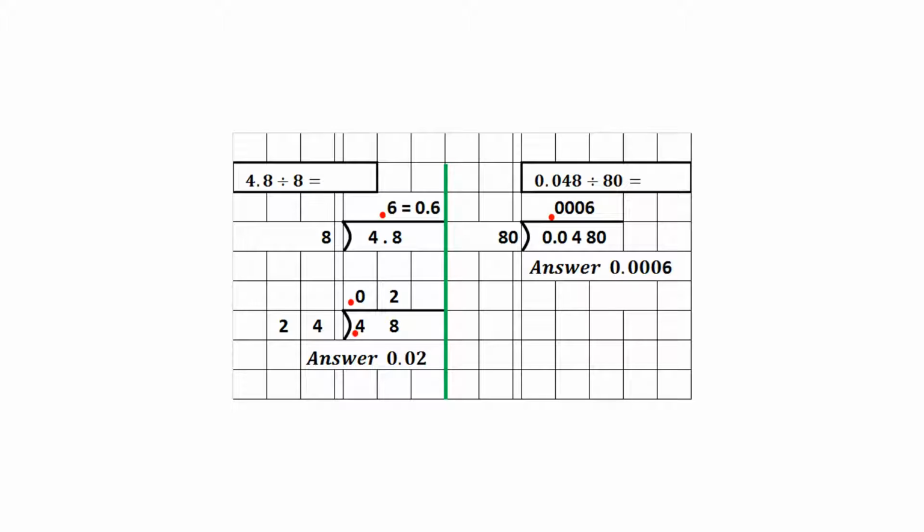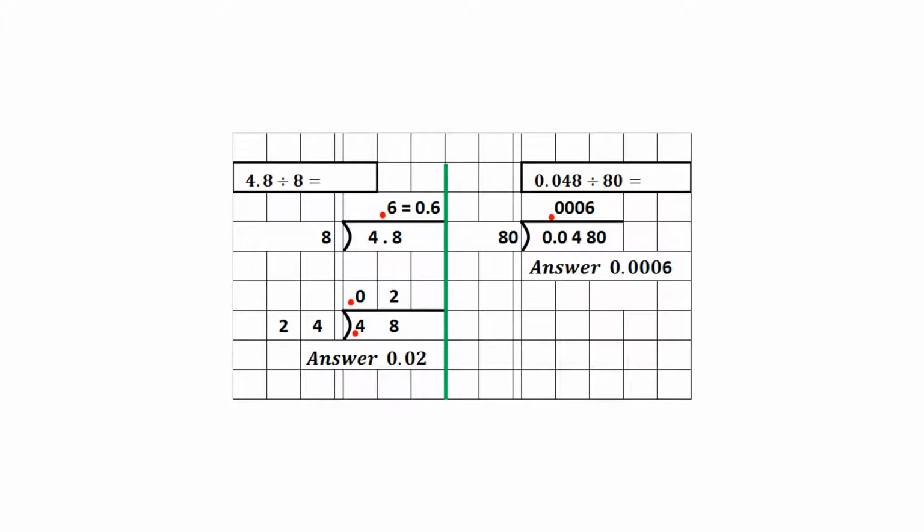And we take another problem over to the right. 0.048 divided by 80. So we set it up in long division. 80 into 0.048. And move that dot straight up because 80 is an integer. The divisor is an integer. So does 80 go into 0? No, put a 0. Does 80 go into 0.4? No, that's our second 0. Does 80 go into 0.48? No, that's our third 0.